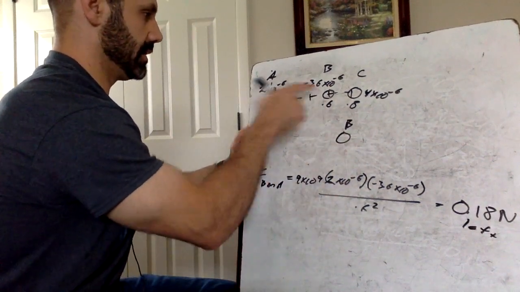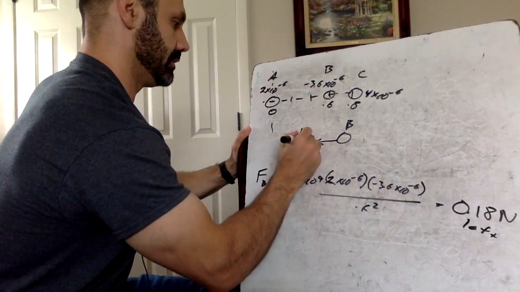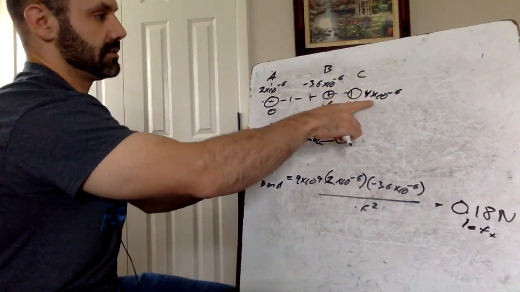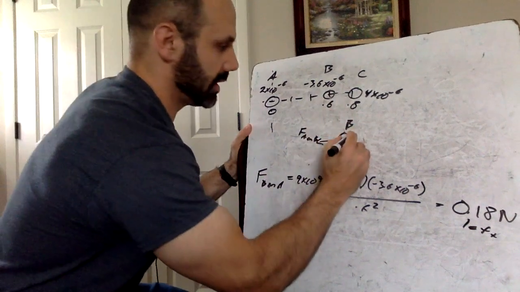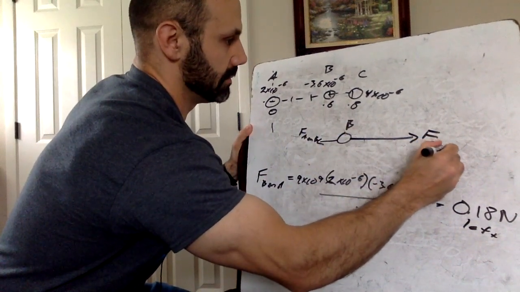Right, A is pulling on B that way. Here's the force of A on B. Force of C on B: these are both positive and negative, so C is going to be pulling, but it's a lot closer. So this is probably going to be a much greater force this way. Force of C on B.